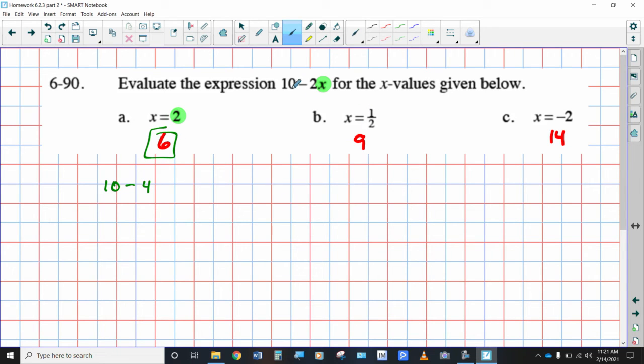When we take 10 minus 2 times 1/2, 2 times 1/2 is 2. No, it's not. It's 1. Half of 2 is 1, and 10 minus 1 is 9. And then when you multiply 2 times -2, you get 10 minus a -4. And now this is where KFC comes into play. We don't like subtracting a negative, so we add the opposite. So it becomes 10 plus 4, which is 14.